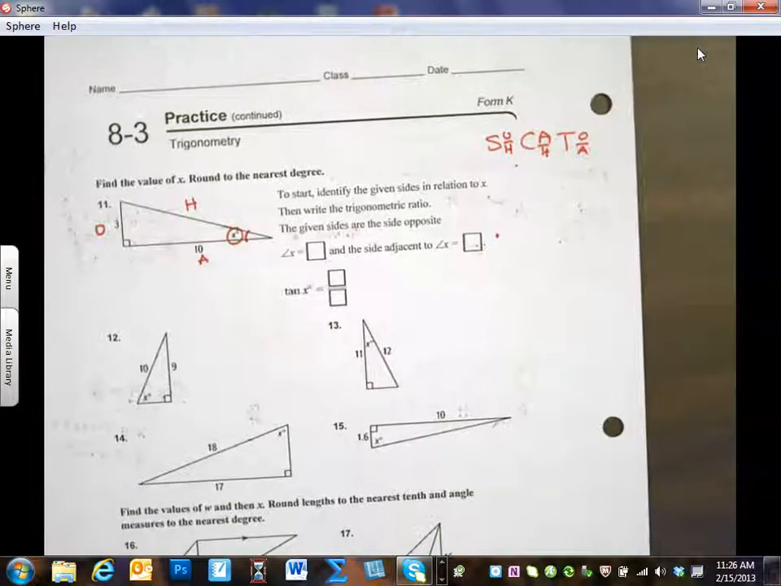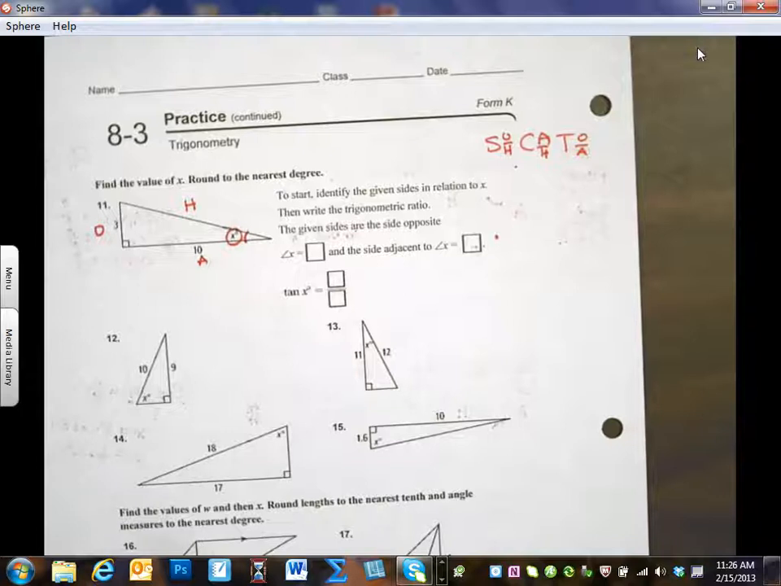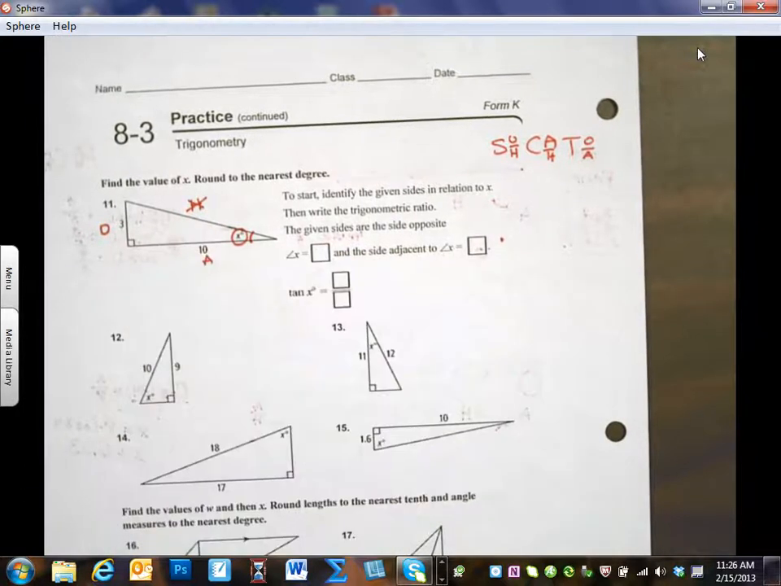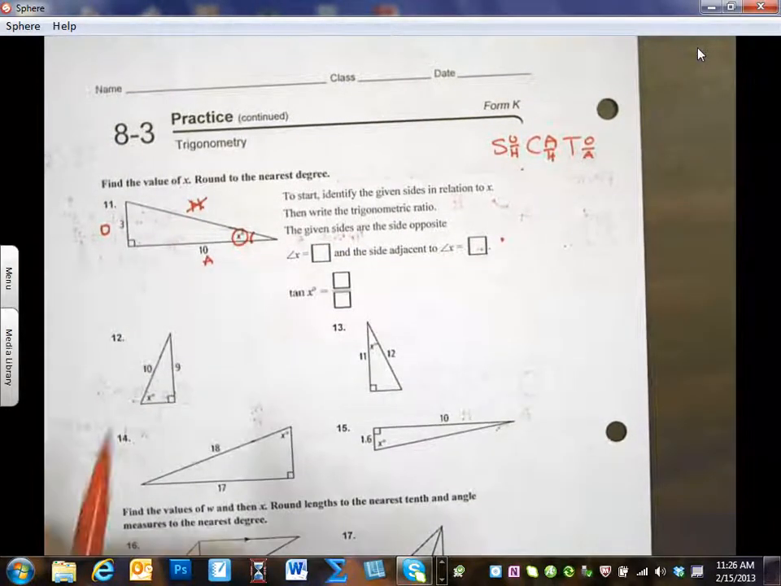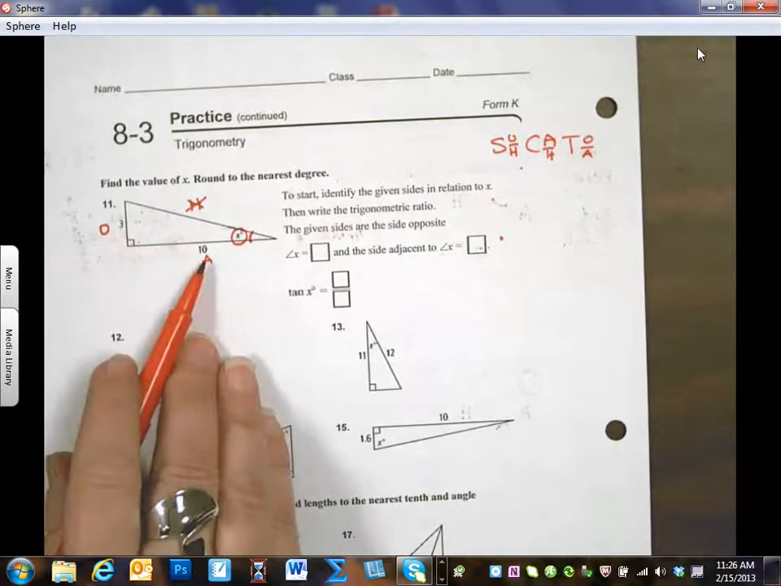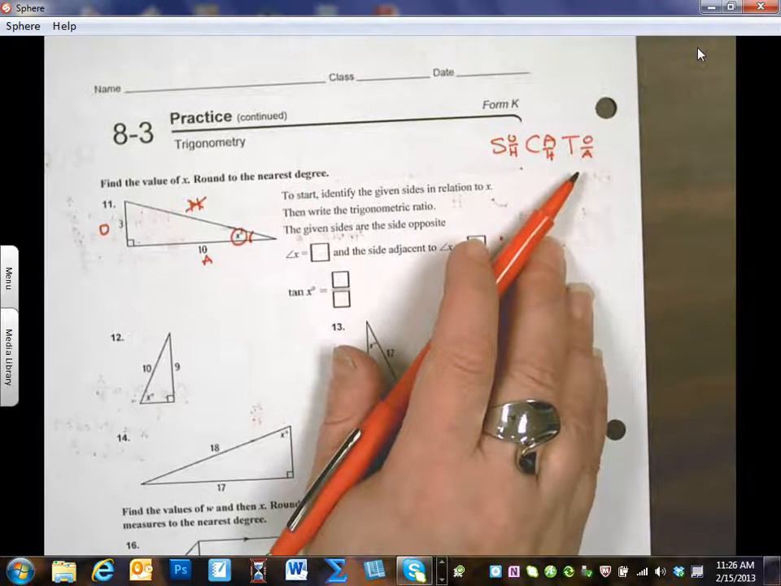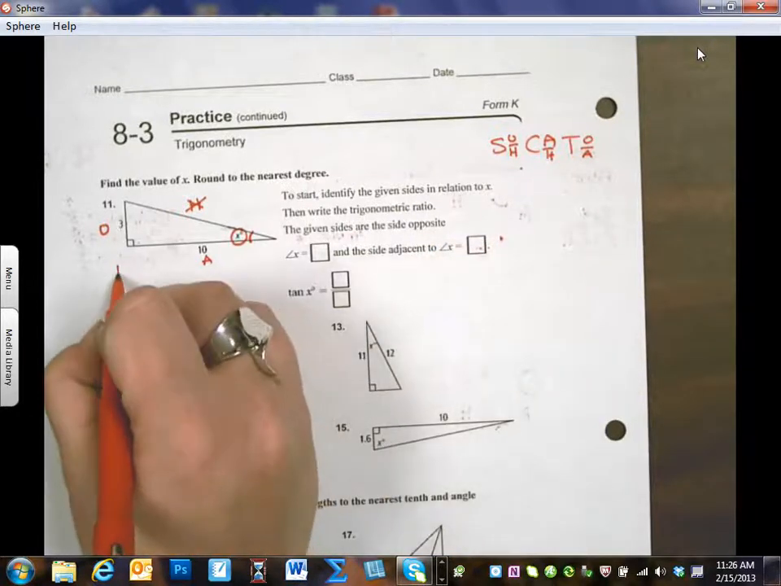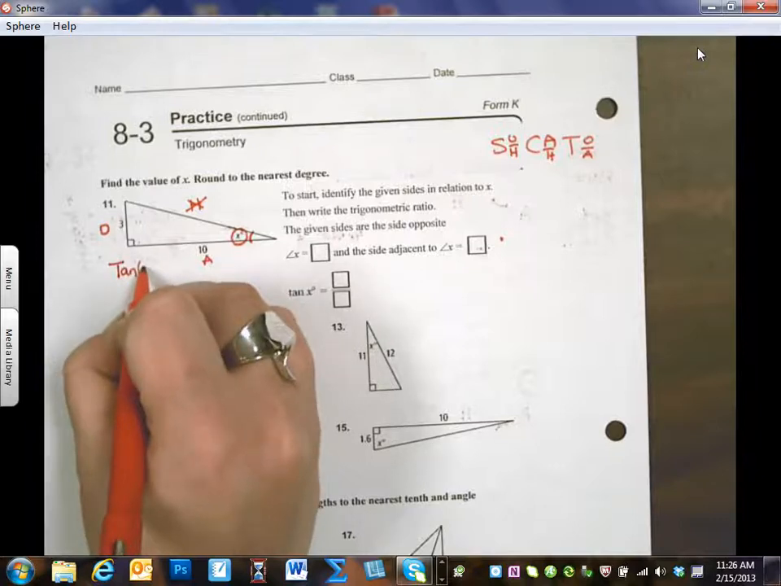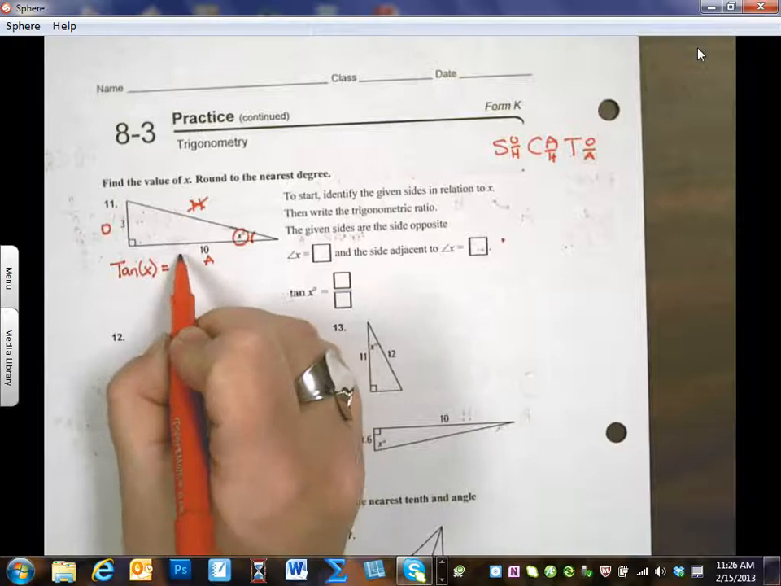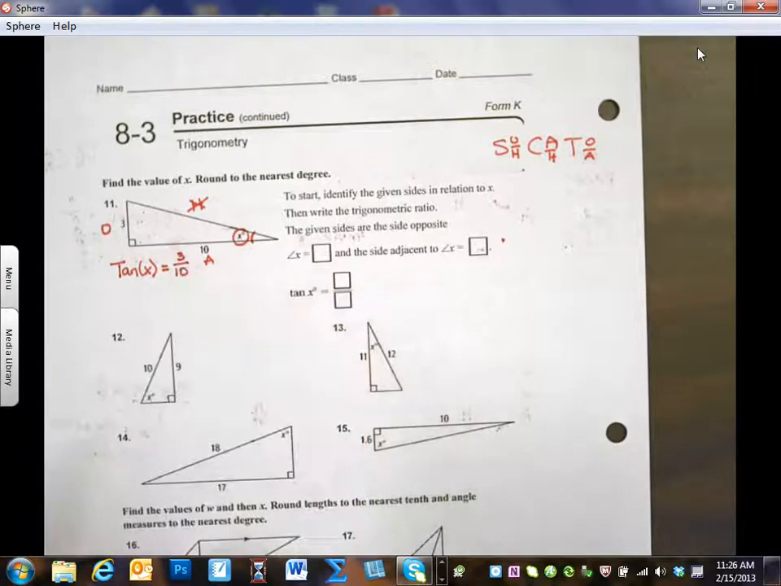Now we can come up with our function. I can see I don't know all the sides here, so I'm definitely going to have to get rid of this H because it doesn't help me at all. I have an O and an A. Which of these mnemonics uses an O and an A? Yes, the tangent is the O and the A. So I'm going to be finding the tangent of this angle x, and that's going to equal the opposite over the adjacent.